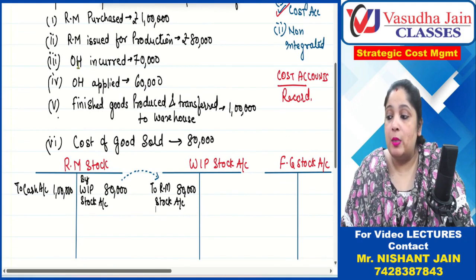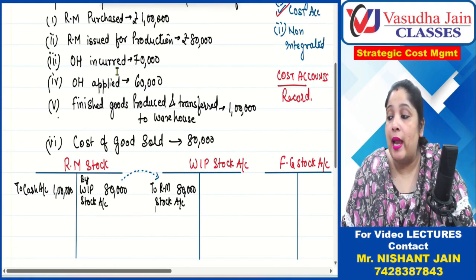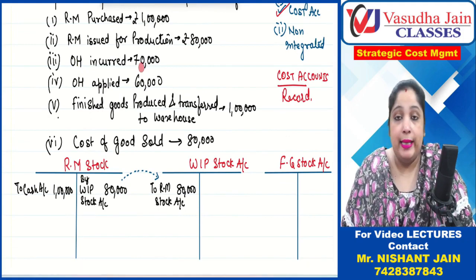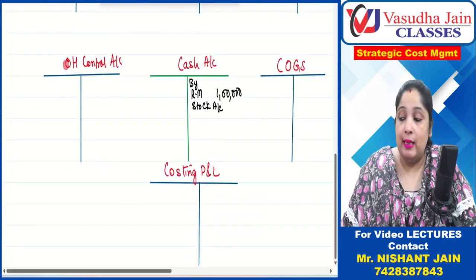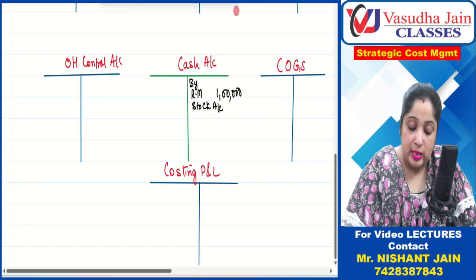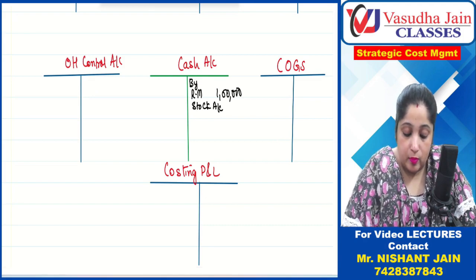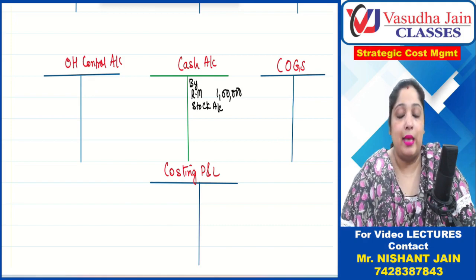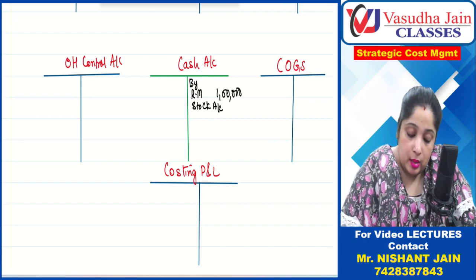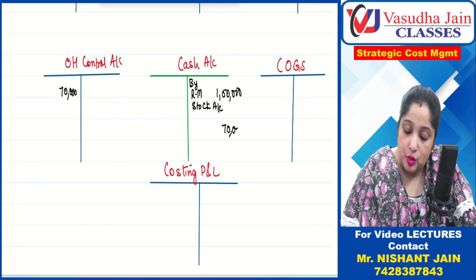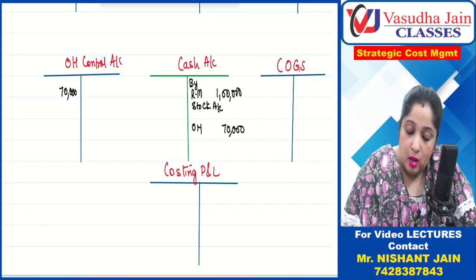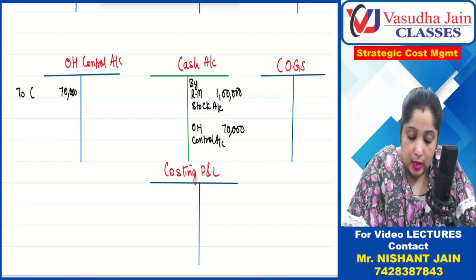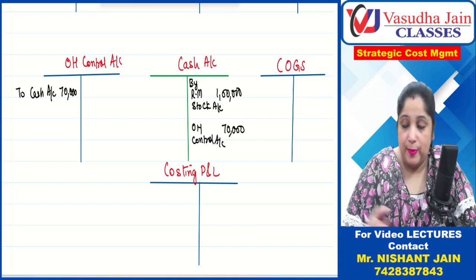Now the second entry is overheads incurred, 70,000. This is the overhead account, so it's an expense. Let me write here overhead and cash, or either there are creditors or there is cash. So I'm going to write here 70,000. Your expense is there, and you must have paid in cash, so it will be written here. Here it will be the overhead control account, and here it will be to cash account. Now this is an expense.